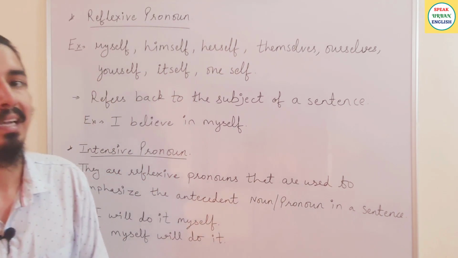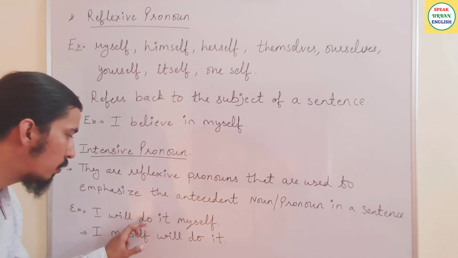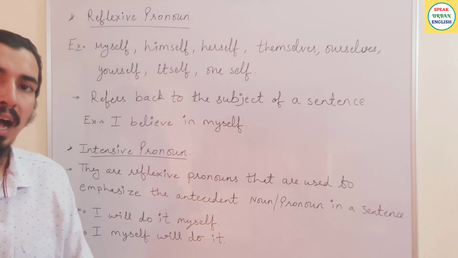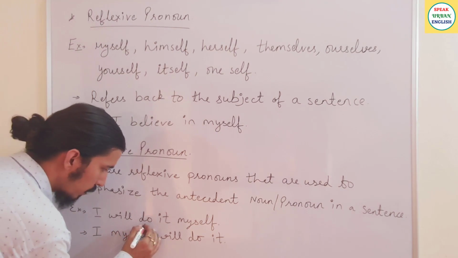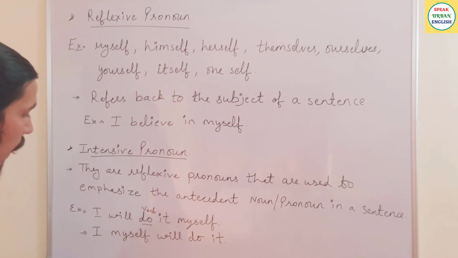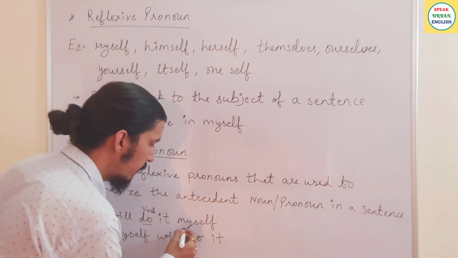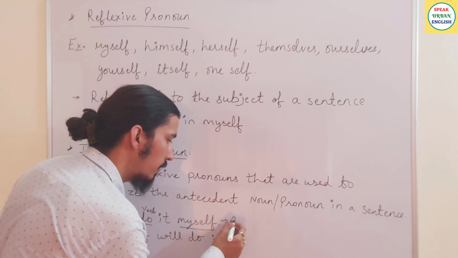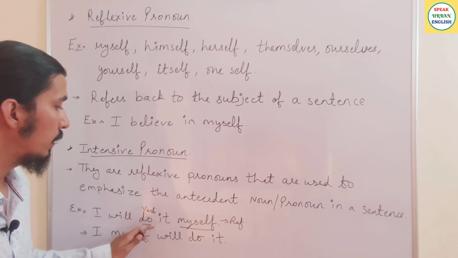We will understand it better with an example. So I have written it, I will do it myself. In this sentence, what's the verb? Do. Do is the verb. Okay, you all know it. I will do it myself. So myself, here it's used as a reflexive pronoun.